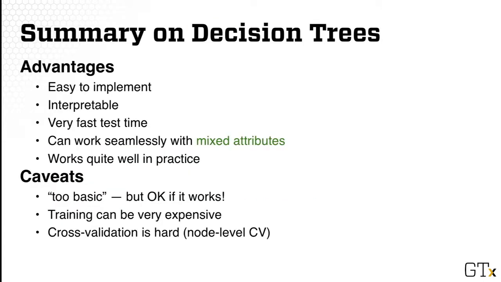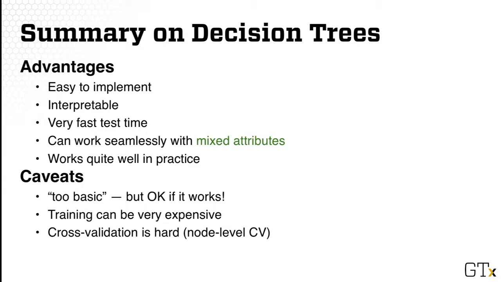Overall, decision trees are quite easy to implement, very interpretable because you can see all the rules in the tree, and also very fast during test time. Meaning once the tree is built, you can pass data instances through all sets of rules very quickly. And also a very nice thing is that it can work with different kinds of attributes like ordinal, categorical, continuous, and so on. And in practice, it also works pretty well.